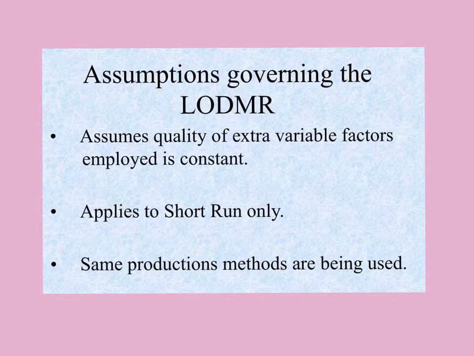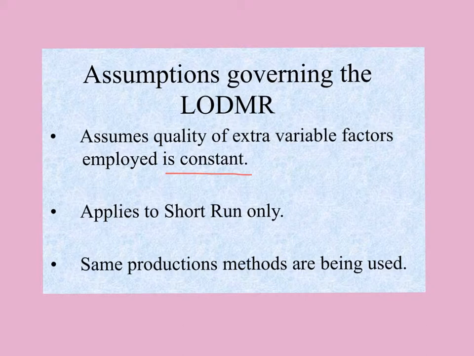As always, we have assumptions governing the law of diminishing marginal returns. The first one is it assumes the quality of extra variable factors employed is constant. That means that we assume that each additional unit of labour, for example, in this case, is the same quality of worker as the previous one that had been employed.